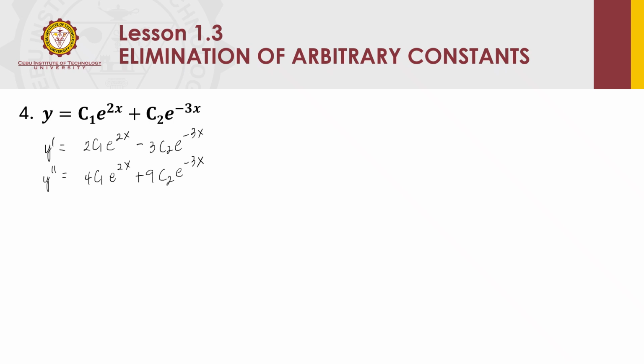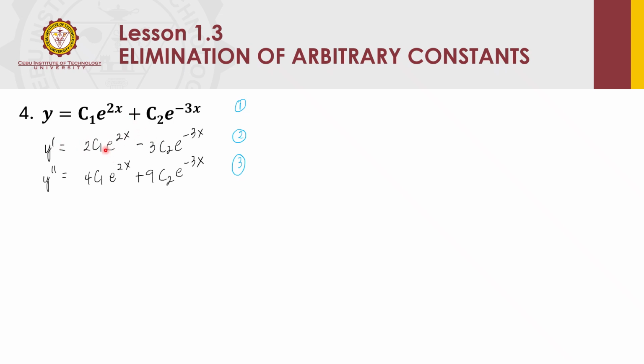Okay, so what we can do next is to eliminate one arbitrary constant at a time. So we have here three equations, so let me label them using 1, 2, and 3, or you can use A, B, and C. Okay, so we can eliminate, let's say, C1 if we'll be using the first two equations.